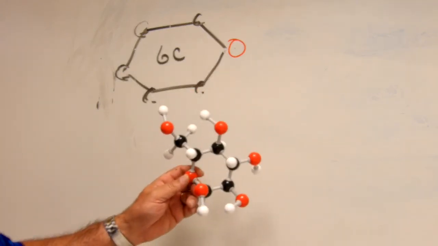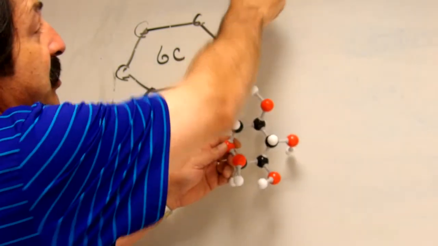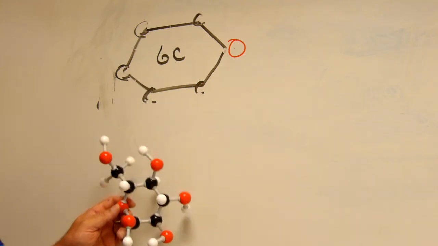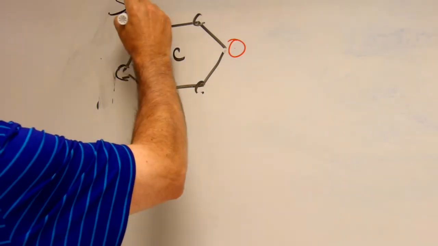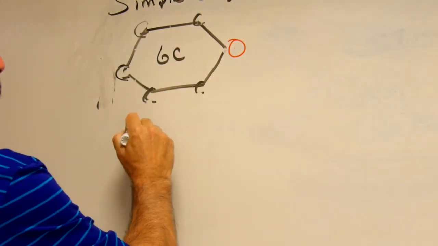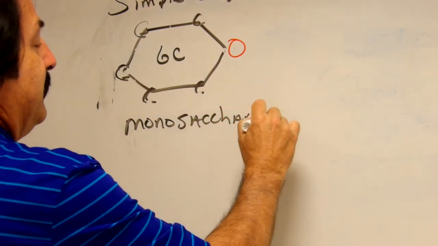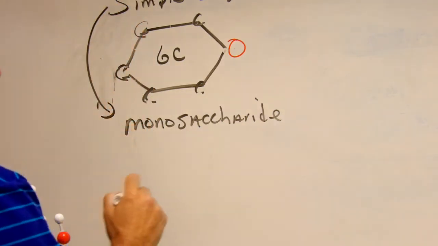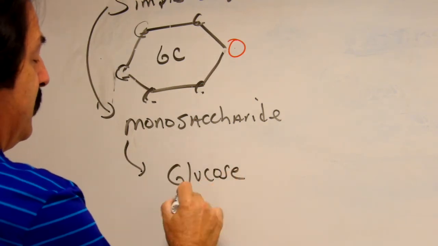But don't forget, this is also a what? A carbohydrate. It is a sugar or a saccharide. Specifically, glucose is a simple sugar, is it not? And it's also referred to as a monosaccharide. Specifically, a simple sugar known as a monosaccharide, which has the name glucose.